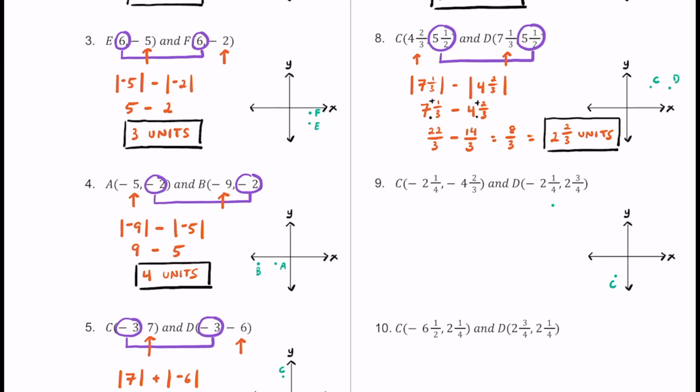And then point D, we're going to be at -2 1/4. So we start at the origin, move 2 1/4 units to the left, and then 2 3/4 units up. So it's going to be a little higher there. That's going to be point D.